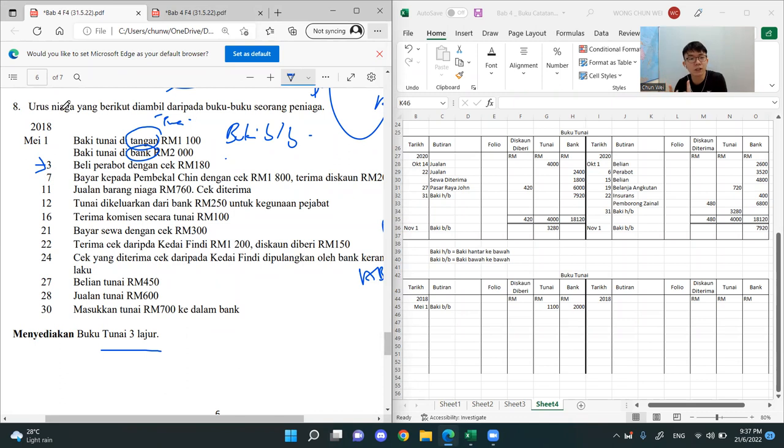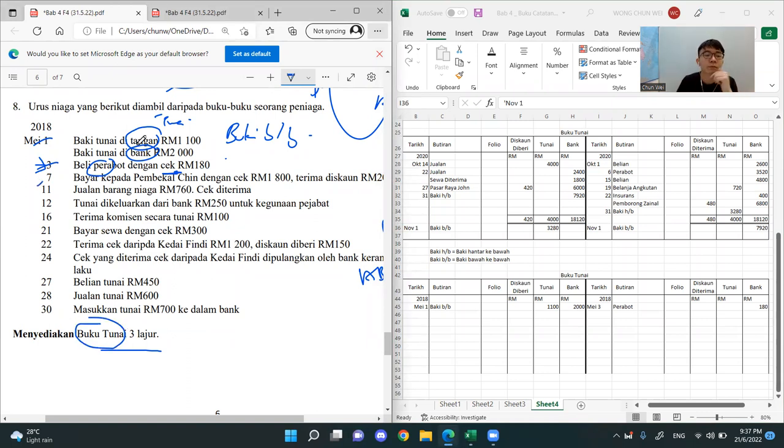So beli the B, you have to bayar lah, right? So on the credit side, the money goes out. So you credit it, and then May 3rd. For what? The butiran you write. Apa? Perabot. So, perabot. Dengan check. Check means the bank. How much? 180 ringgit. Okay. So, I don't need to care about penerimaan or pembayaran tunai now. Because we just straight away recording the buku tunai.